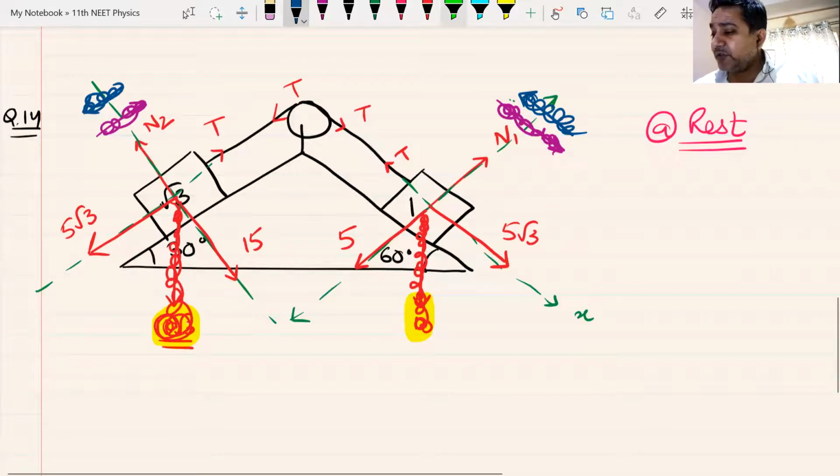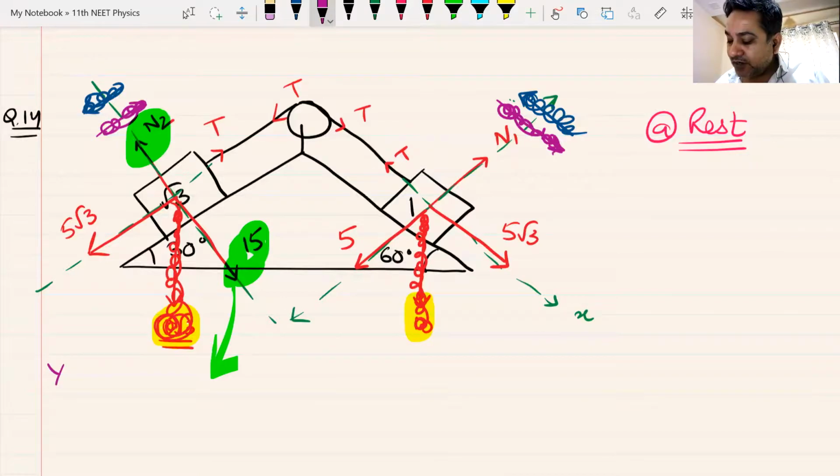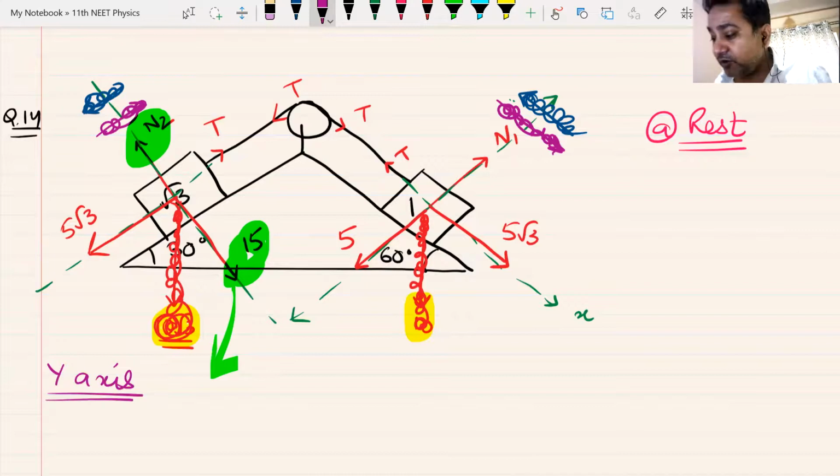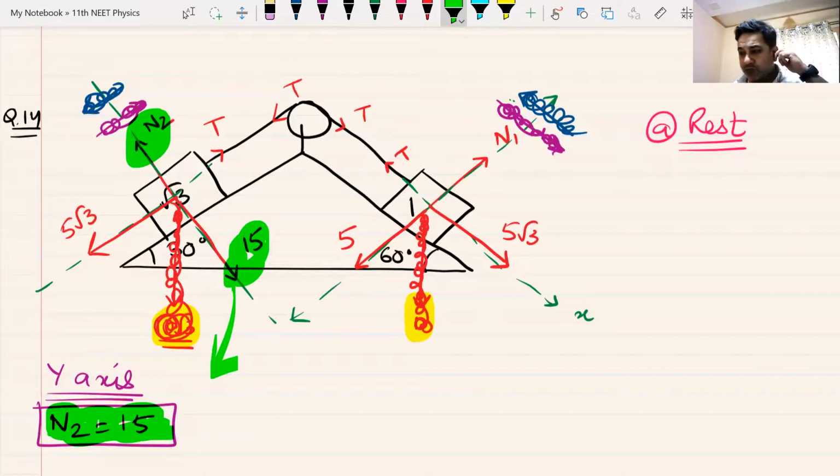Now let us write the equation. The green equation is for this block along the y-axis. Can I have the equation from anyone? What will be the equation along the y-axis for this block? N2 is upwards, 15 is downwards, so N2 becomes 15. That is the green equation for this block. I hope everyone got this. Yes or no? Seems yes.